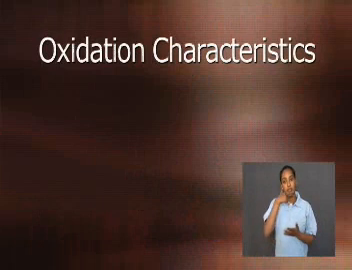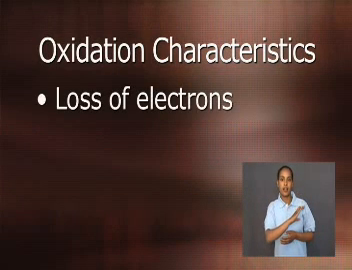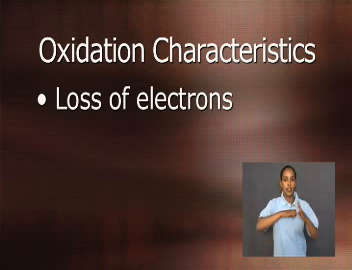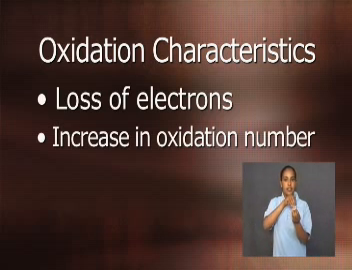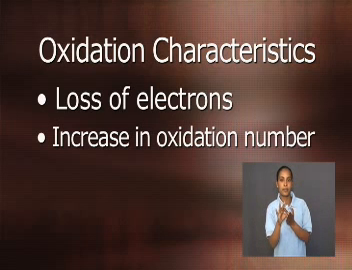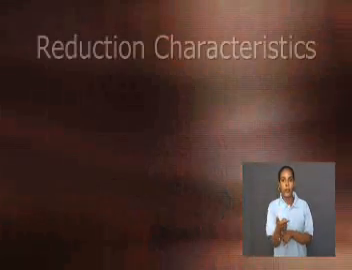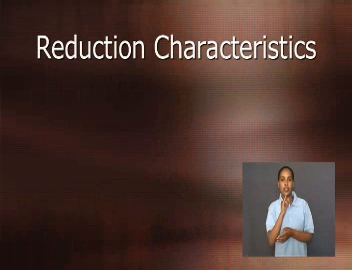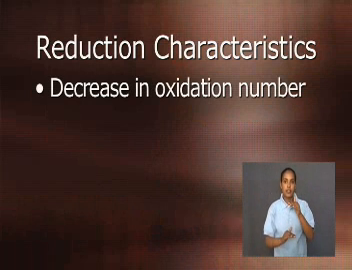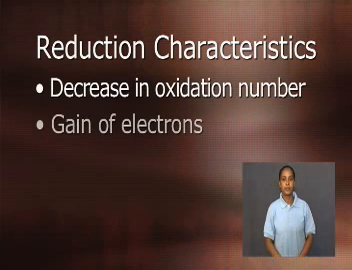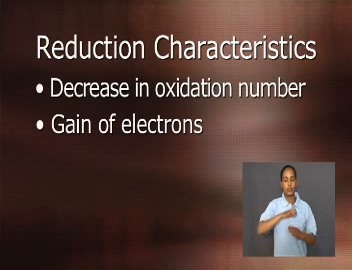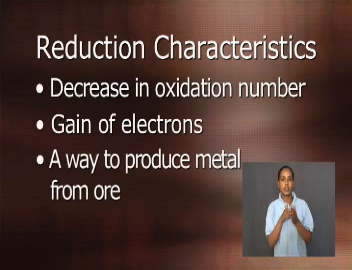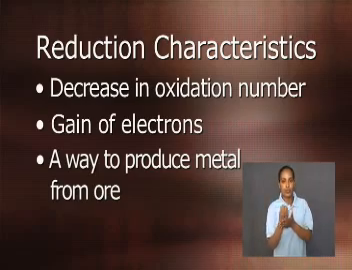If you said oxidation is characterized by a loss of electrons and increase in oxidation number, then you are correct. You were also correct to say that reduction is characterized by a decrease in oxidation number, a gain of electrons, and it is a way to produce metal from ore. Let us continue.